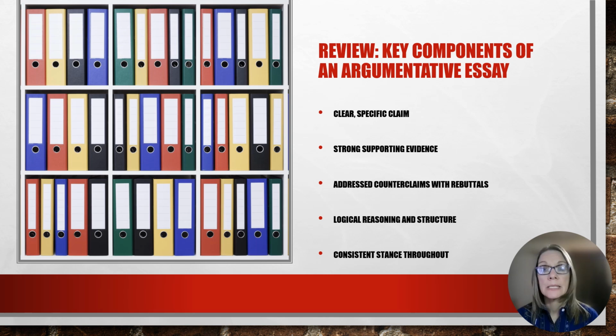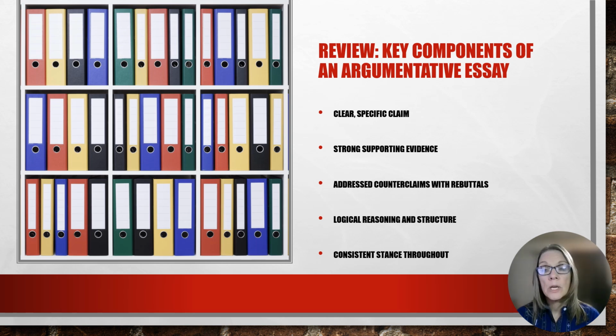So some key components of an argumentative essay. First, it needs to be clear and specific, our claim. Clear, specific claim. Strong supporting evidence. So we need to make sure the evidence that we've chosen does directly support our claim, and also that it is good evidence. In other words, it didn't come from an unreliable source. Okay. We want to make sure that we have addressed counterclaims with rebuttals. Okay, we can't just say other people say this. We have to rebut what the other side of the argument is.